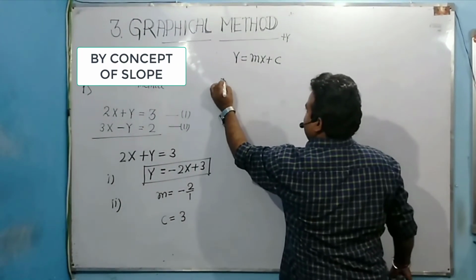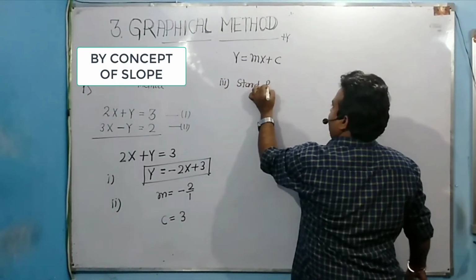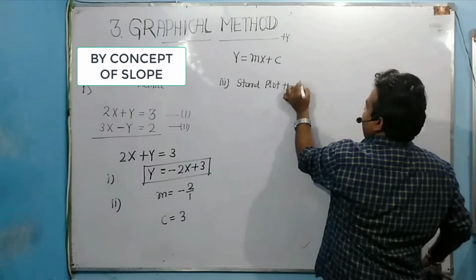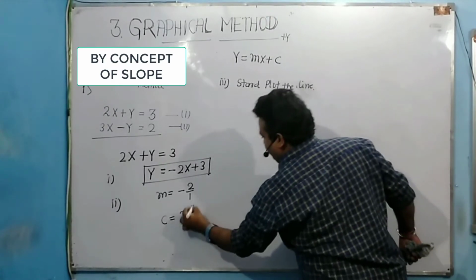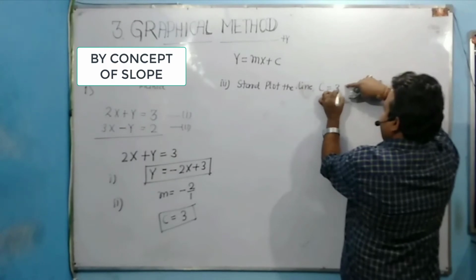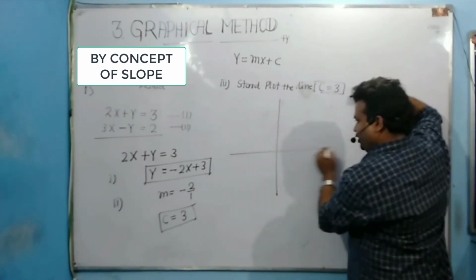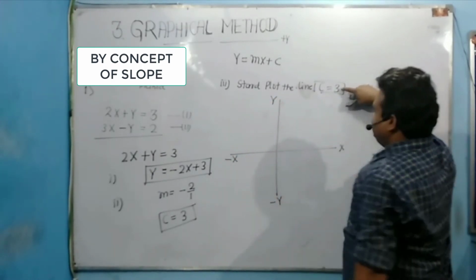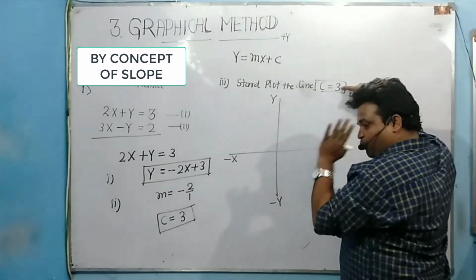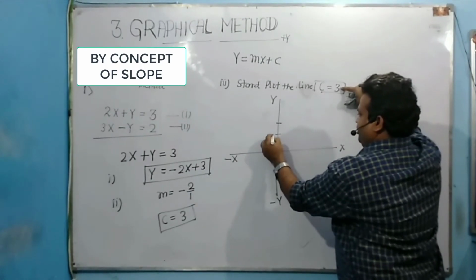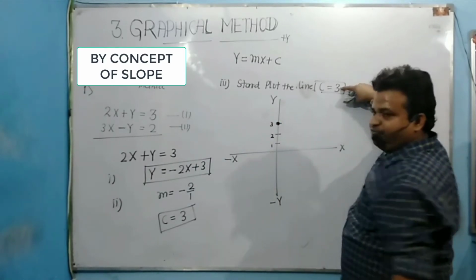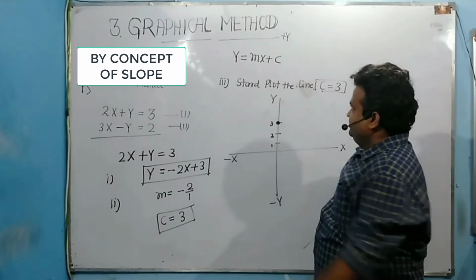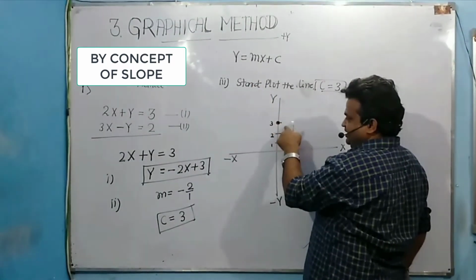Now the third step is to plot the line. Where will we start from? From this point, c equal to 3. Now I am going to draw. This is x, this one is y, this is minus x, this is minus y. My c value is positive 3. Where does it cut the y-axis? So this is 1, 2 and 3. This will be my point from where the line must pass. Now, after this, you start plotting with this point, C. This is my c value.